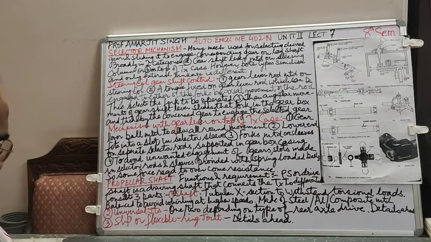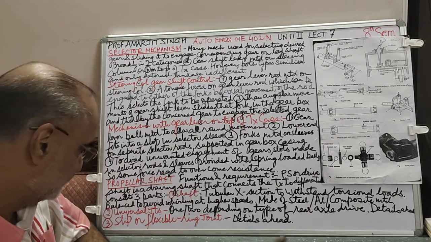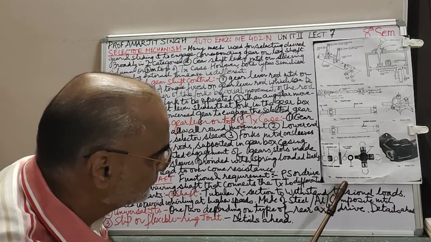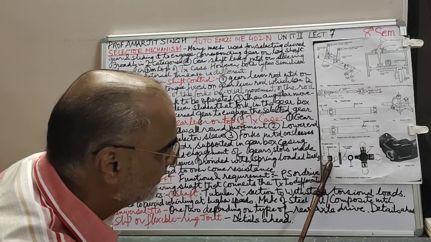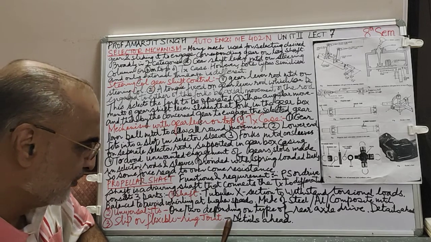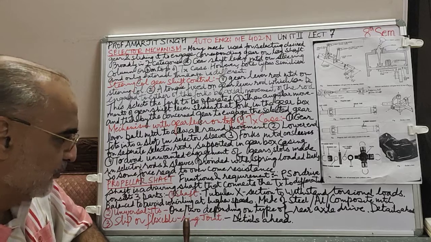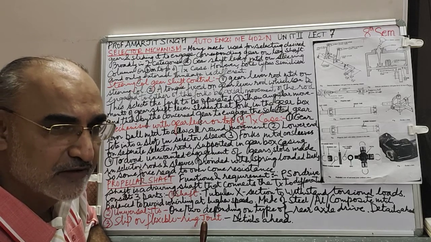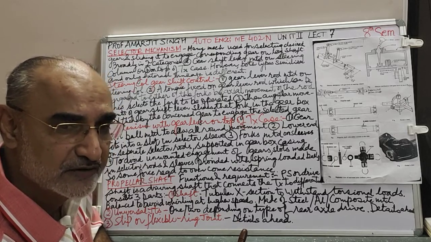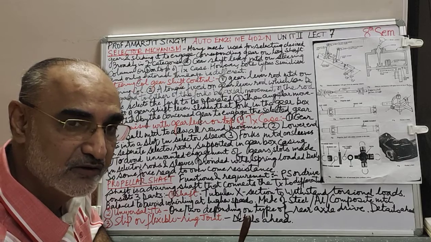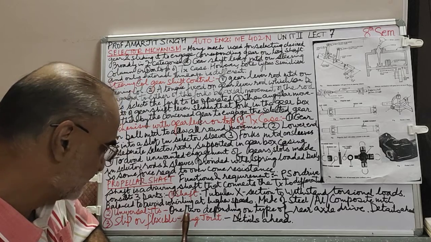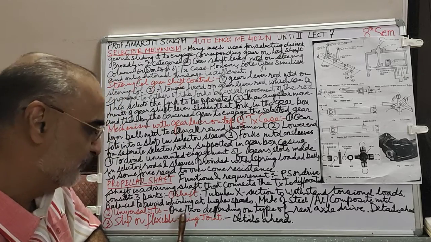Propeller shaft. Universal joints. This is a cross section of a universal joint. There are 1 or 2 depending on the type of rear axle drive. 1 or 2 means in the case of final drive, in the differential drives, there are basically 2 types. One is the Hotchkiss drive and the other is the torque tube drive. We will be studying that ahead. In the Hotchkiss drive, there are 2 universal joints. In the torque tube drive, there is 1 universal joint.